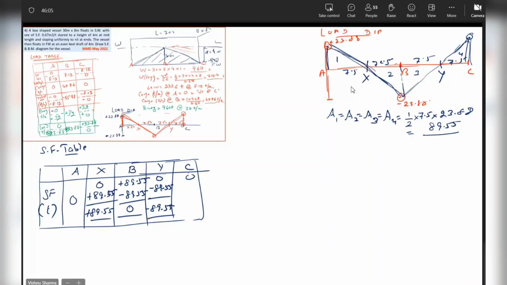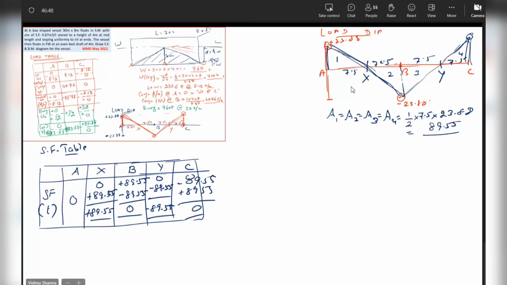We carry forward this 89.55, this thing, we have plus 89.55 becoming 0. Does everybody agree with what I have said, beta? Guys, am I clear? Am I clear, beta? Yes, sir.